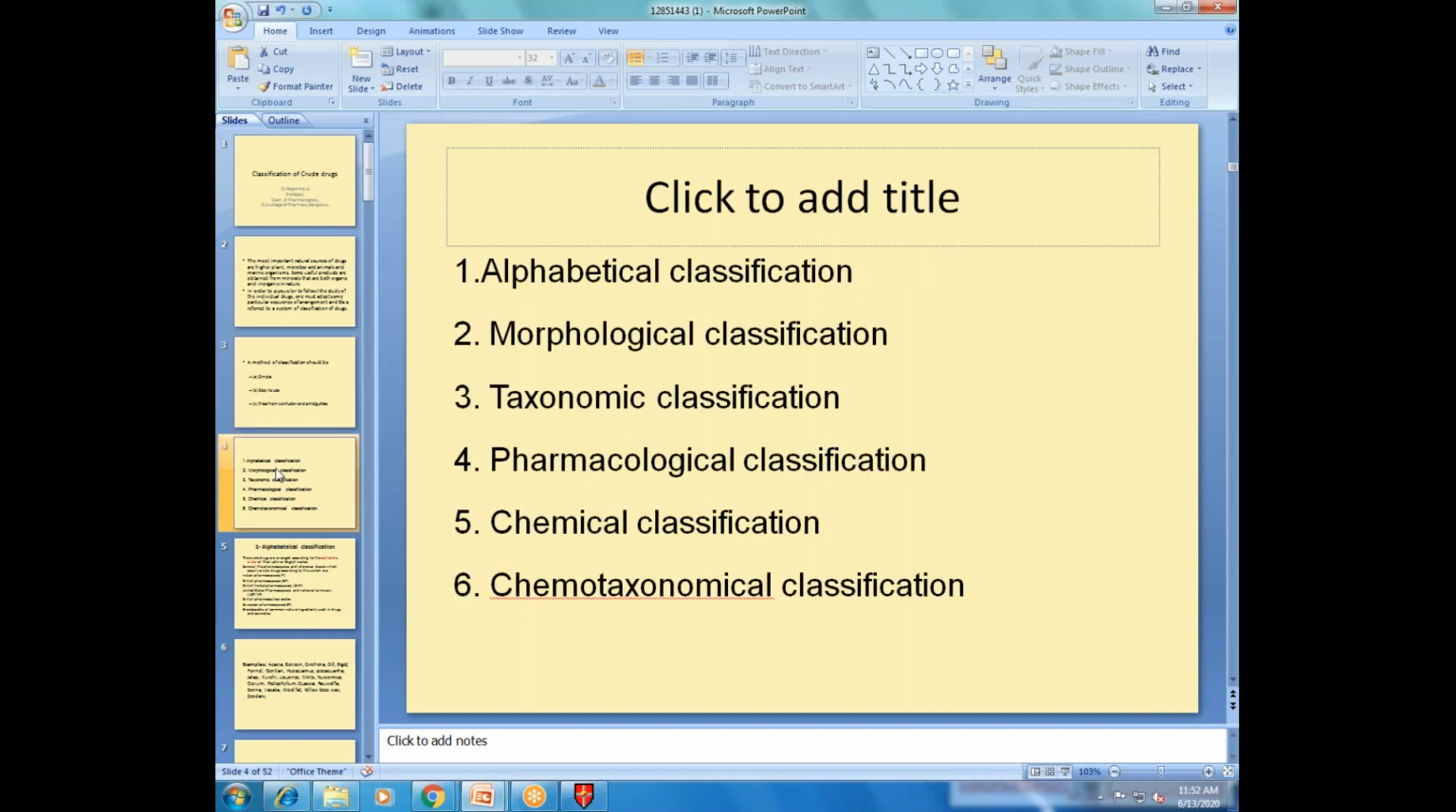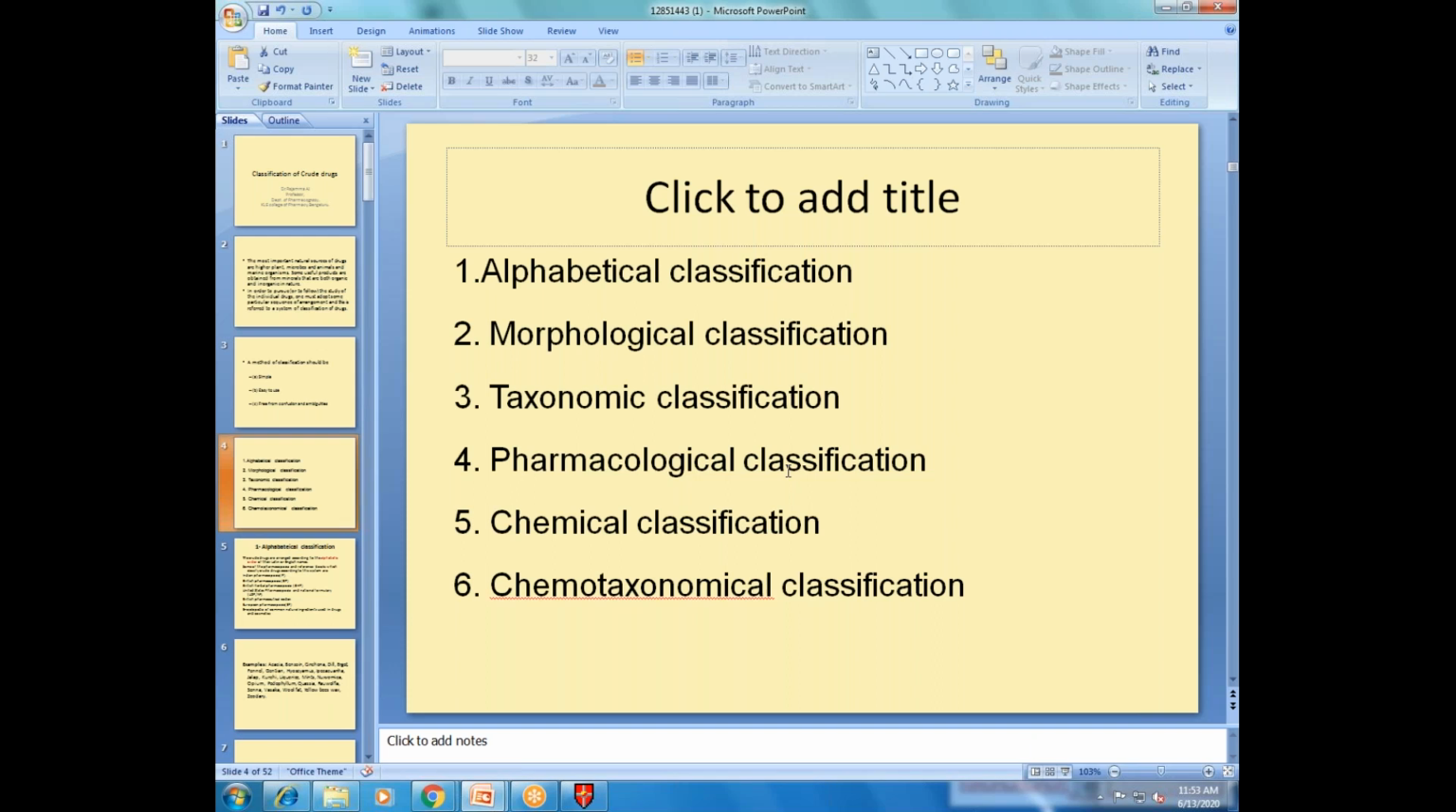And we have classified these crude drugs into six: alphabetical, morphological, taxonomical, chemotaxonomical, pharmacological, and chemical classification. Apart from that, recently we have started with one more classification, zero taxonomical classification, but it is not of much use. But I can give you a purview of what the chemotaxonomical is. As of now, these are the classifications which are followed in a few of the official books or in the textbooks.